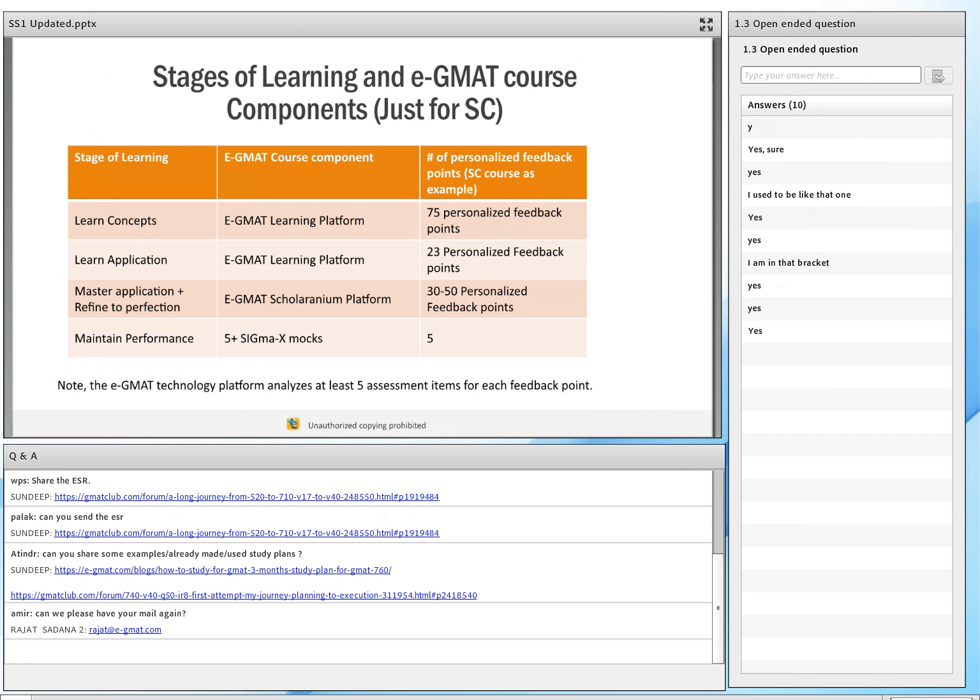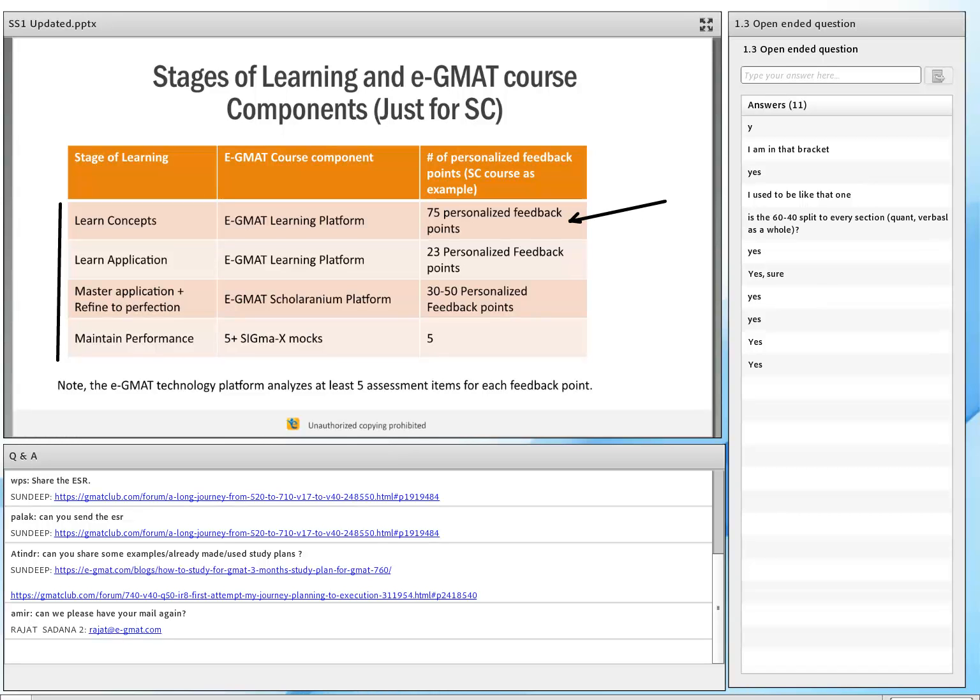Just to tell you how many personalized feedback points we give you over here, when you're learning concepts, you see the stages of learning over here. When you're learning concepts, they give you 75 personalized feedback points. And each of these feedback points is built on 5 items or so. When you're learning application, we give 23 personalized feedback points. When you're mastering application, refining to perfection, you get 30 to 50 personalized feedback points over here. And then in that last stage, you still get about 5. Now remember, most of you have already hit that 80th to 85th percentile to 90th percentile by the time you get there. So 5 feedback points at that stage is very valuable.